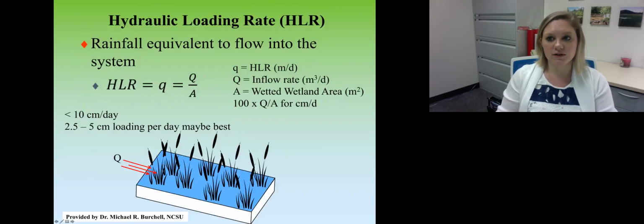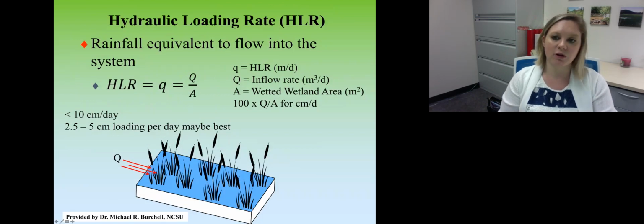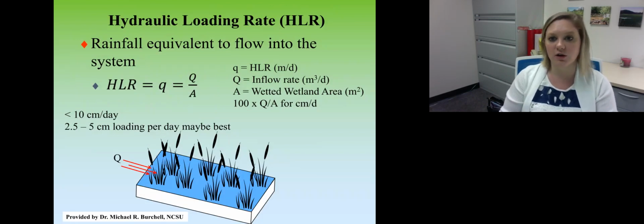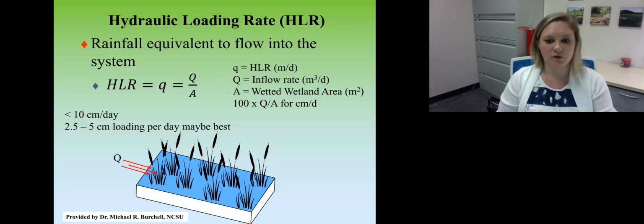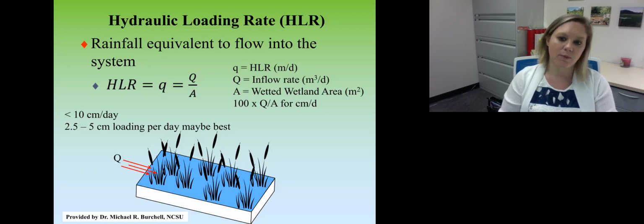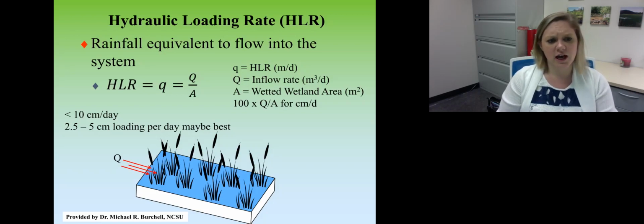One of the important calculations we have to make before we can really get started is a term called hydraulic loading rate, which you may remember from back in hydrology. This ultimately is referred to either as HLR or Q, little q, and it's measured in meters per day. It equals your inflow rate, so how much water is flowing into your wetland, divided by the wetted wetland area. Typically, we can convert these numbers by 100 if you're trying to get it to centimeters per day. And traditionally, you want this to be less than 10 centimeters per day.